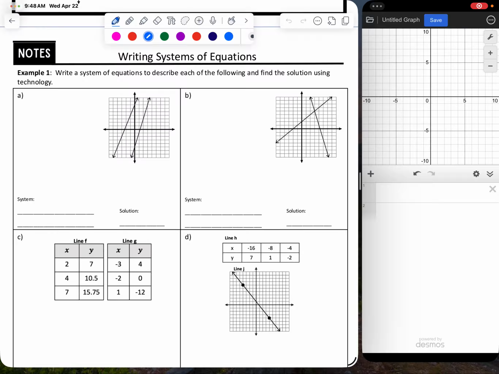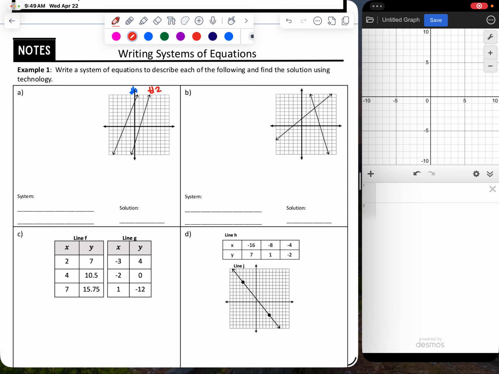Example 1 says to write a system of equations to describe each of the following and then find the solution using technology. Now for my technology, I'll be using Desmos, but you can use any graphing calculator that you might have. So in example 1, the type of representation we're given is a graph. And so I'm going to label these lines with a number 1 and a number 2, just to help us keep them separate.